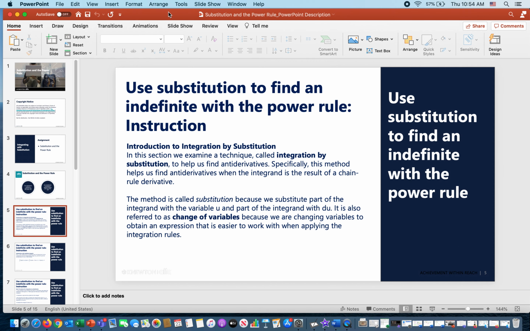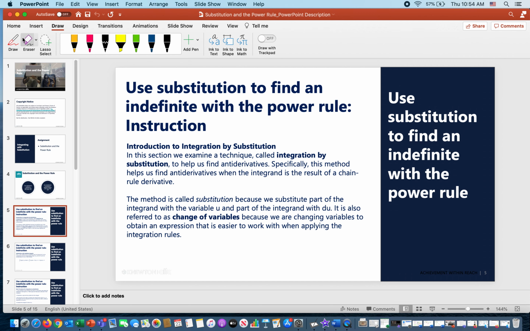There's some minor reading we want to do. Let me get my pen ready because there are some things I want to highlight. We're going to be looking at a technique called integration by substitution. This method helps us find antiderivatives when the integrand is the result of a chain rule derivative. Remember that the integral sign is this, and whatever we're taking the antiderivative of, that is the integrand.